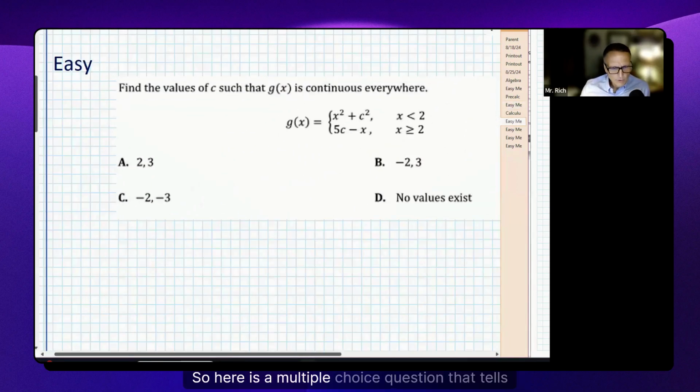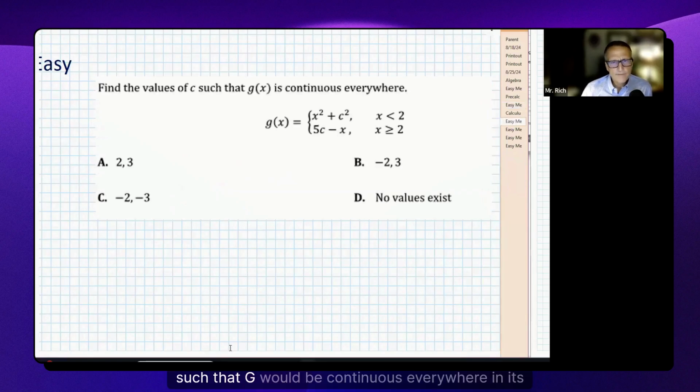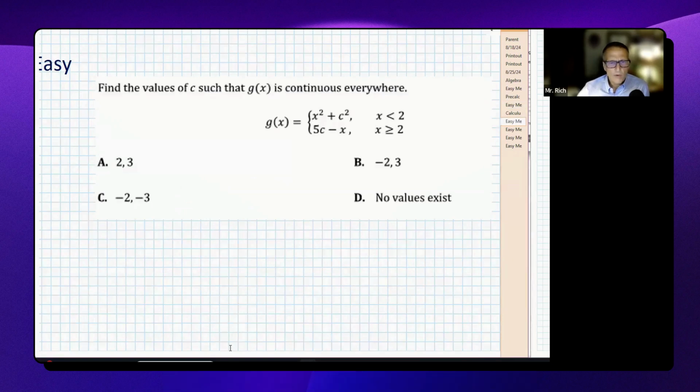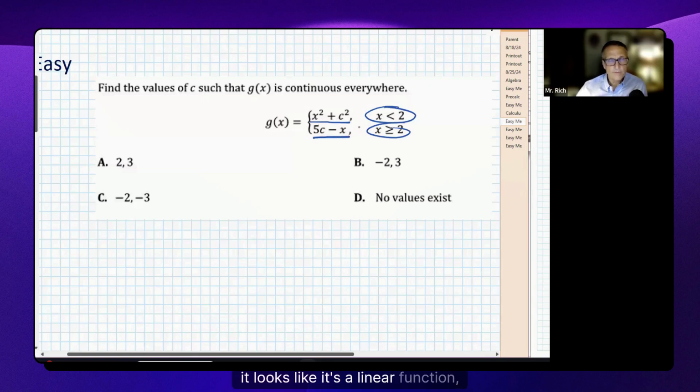So here is a multiple choice question that tells us to find values of C such that g of x would be continuous everywhere in its domain. Well, when I look at g of x, it's a piecewise function, and it looks like it's some quadratic when I'm to the left of 2. And when I'm to the right of 2, it looks like it's a linear function.